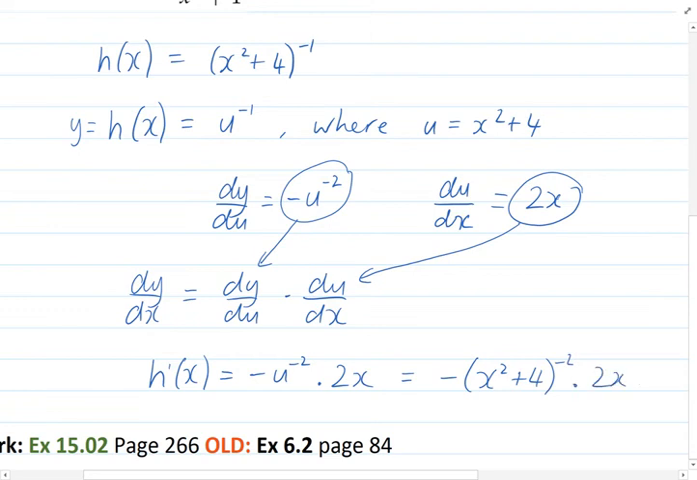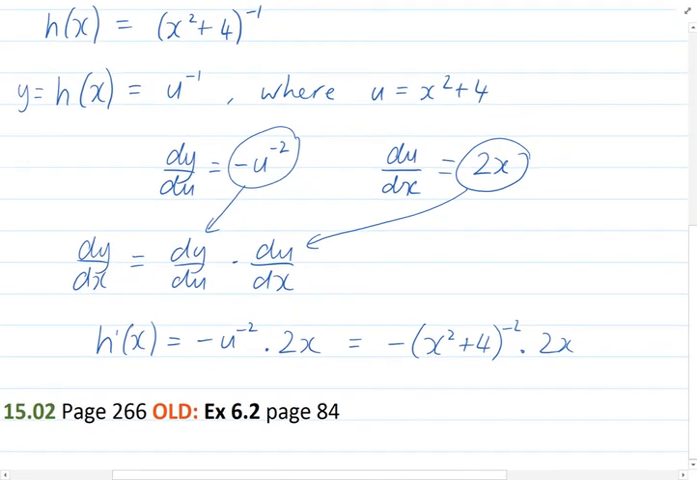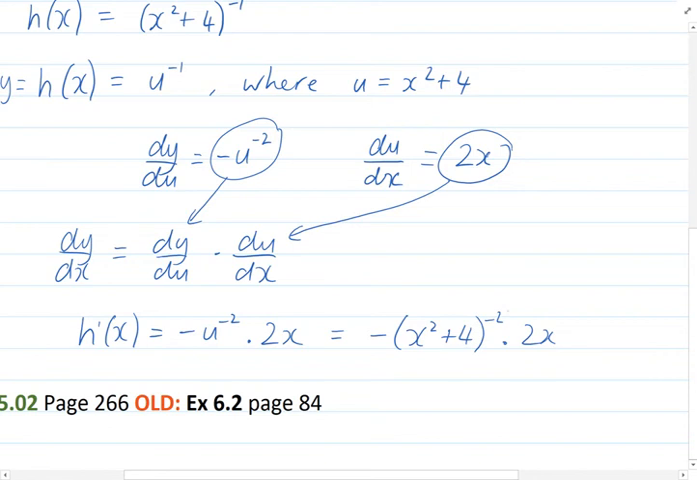Now as far as NCEA is concerned, that's far enough, but you could write that a bit more elegantly if we use fractions. So we could write this, for instance, as negative 2x over x squared plus 4, and that's just a little bit tidier than what we have above. So this here is for NCEA, and this here is because we are mathematicians.